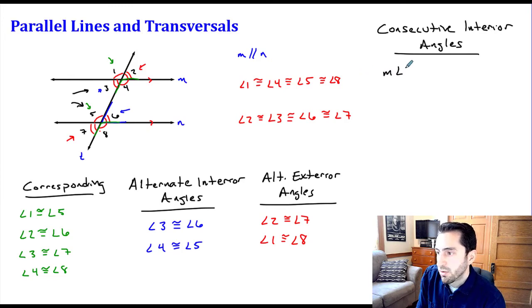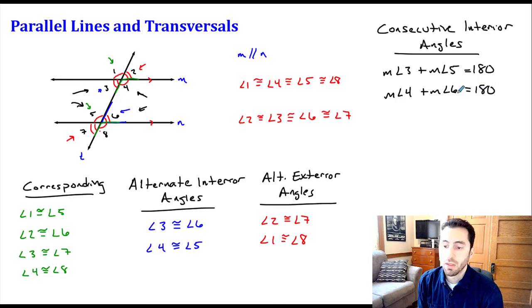So the measure of angle 3 plus the measure of angle 5 is equal to 180 degrees. And the same thing is true on the other side. So angle 4 and angle 6: the measure of angle 4 plus the measure of angle 6 is equal to 180. All four of these special angle pairs are theorems. So the corresponding angle theorem tells us that these angles are congruent. Or the alternate interior angle theorem tells us that these two pairs of angles are congruent.